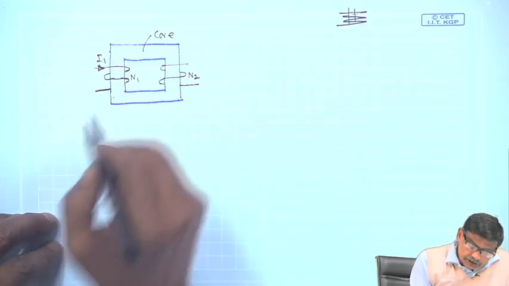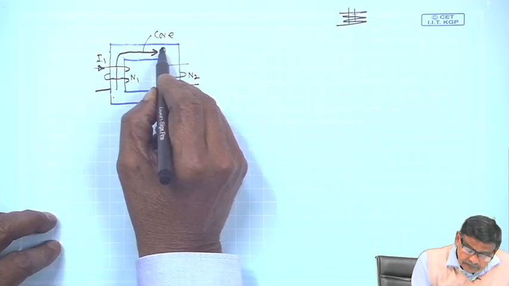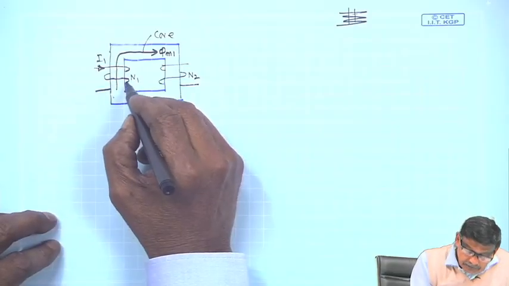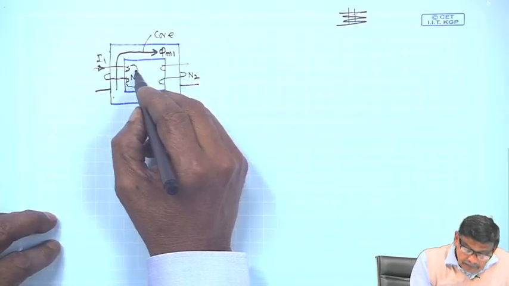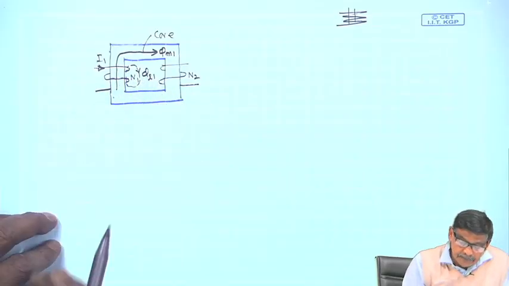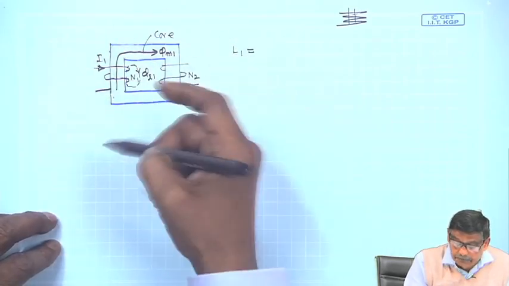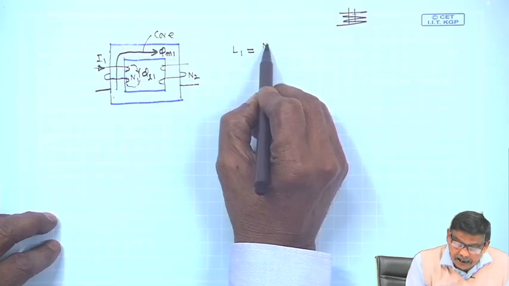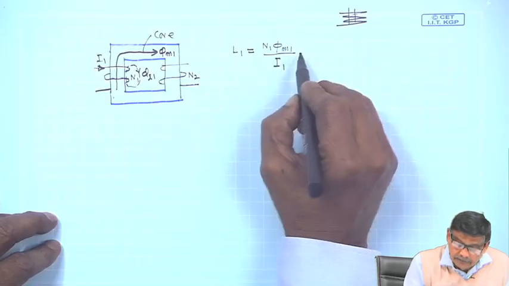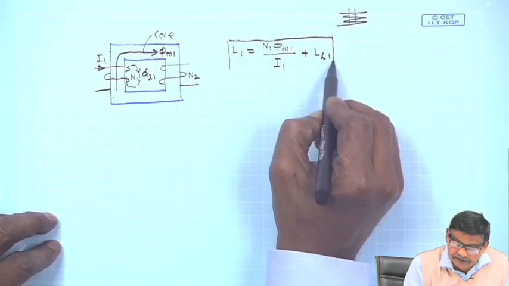Then, as I have told you, there will be flux created, which will have two components, phi m1, and there will be flux lines linking only this winding, that is called leakage flux phi L1, and based on that I have defined in the previous page L1 to be N1 phi m1 by I1 plus L l1. This is the self inductance of the coil.